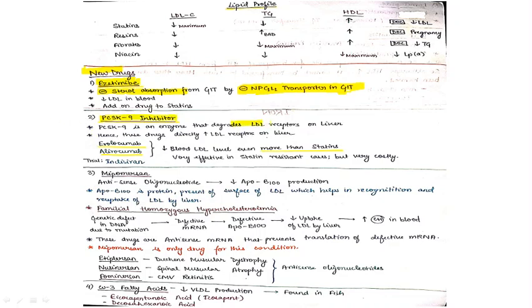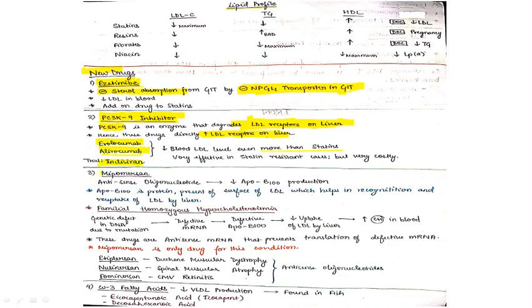Then you have drugs like PCSK9 inhibitors. PCSK9 is an enzyme which degrades LDL receptors on the liver. So we have developed PCSK9 inhibitors. These drugs will inhibit PCSK9, so there will be an increased amount of LDL receptors on the liver. It includes two drugs, evolocumab and alirocumab. Clear? And the drug inclisiran is in trial.